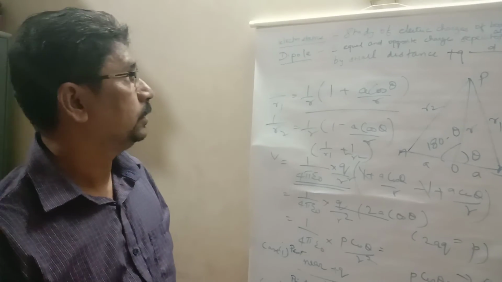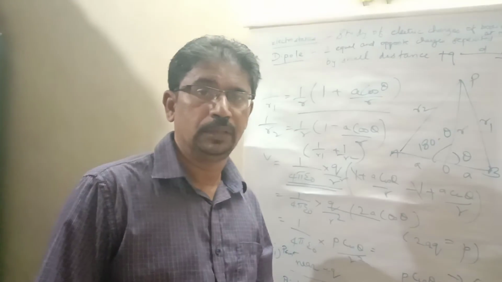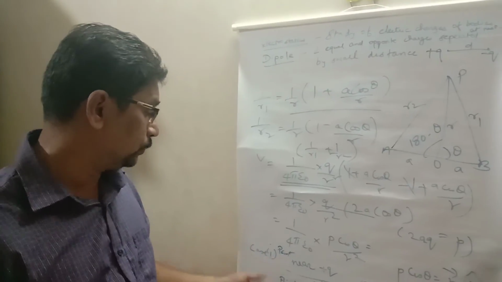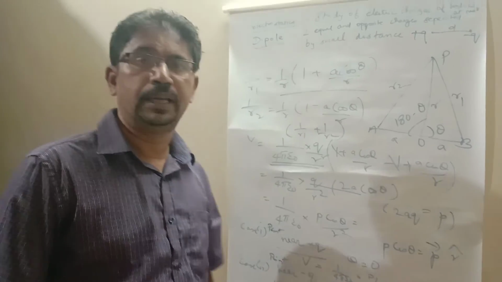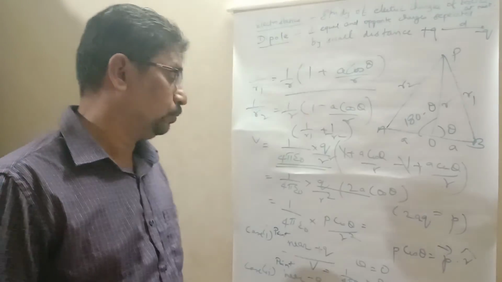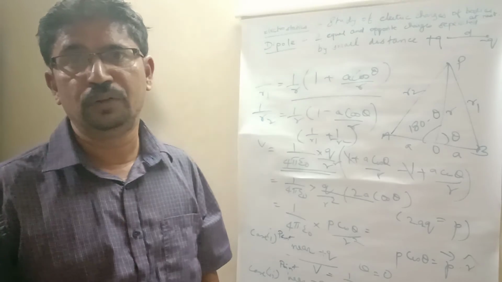Today we saw the derivation for electrostatic potential due to a dipole, and we saw the special cases of case 1, case 2, and case 3. In the next class we will see the expression due to a dipole in a uniform electric field.